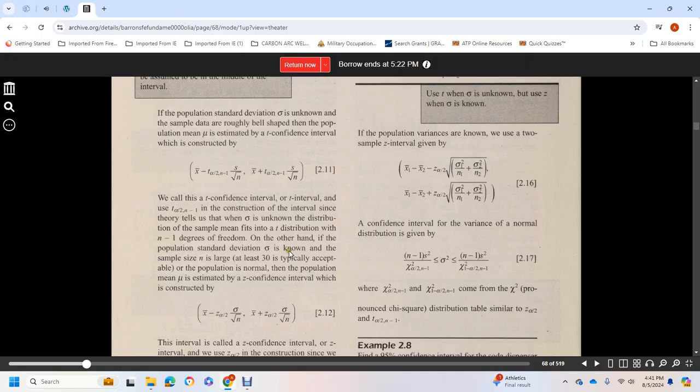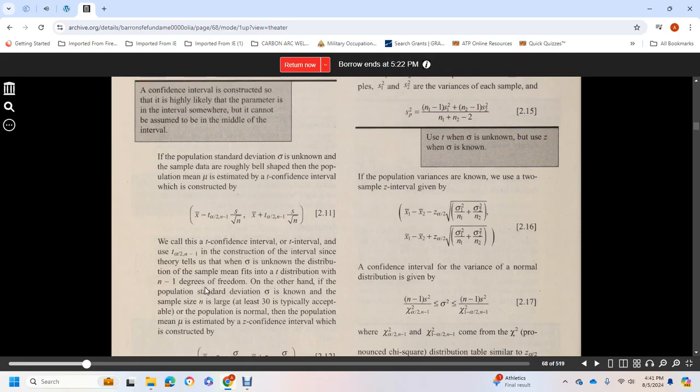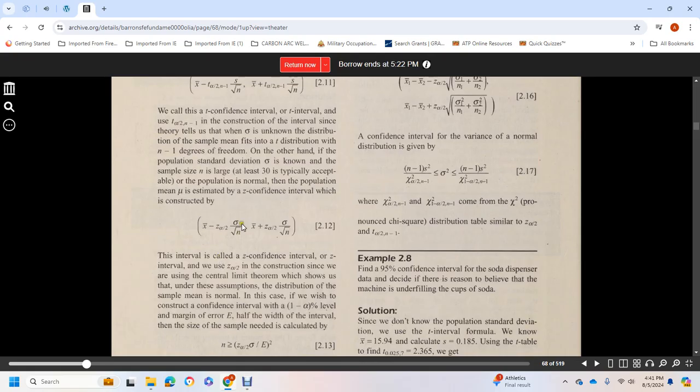of freedom. On the other hand, if the population standard deviation is known, or the sample size is large, at least 30, which is typically acceptable, or the population is normal, the population mean is estimated with a z confidence interval, constructed as x-bar minus z alpha over 2 times sigma over the square root of n, to x-bar plus z alpha over 2 times sigma over the square root of n.